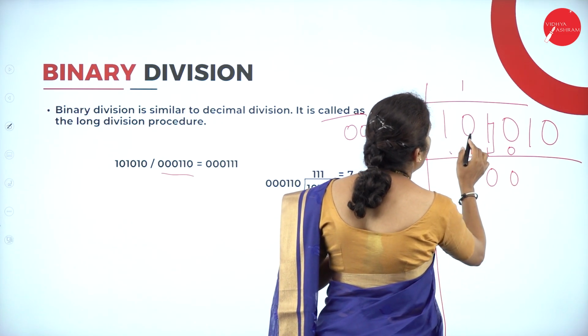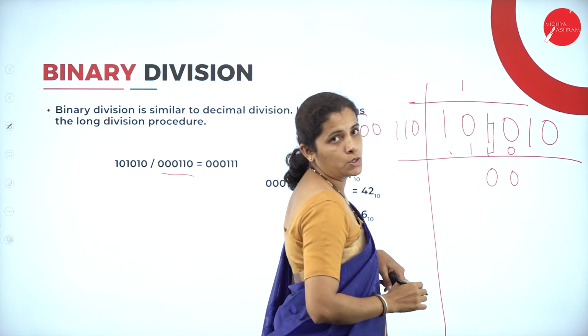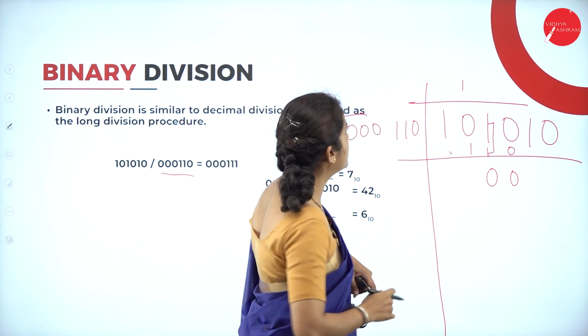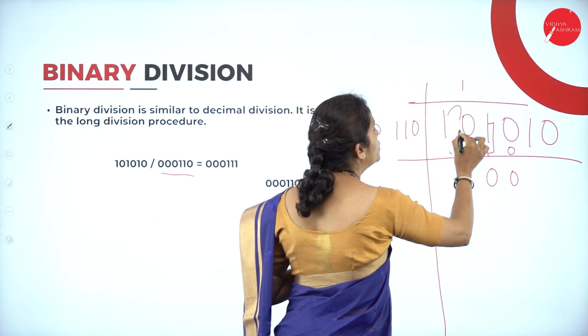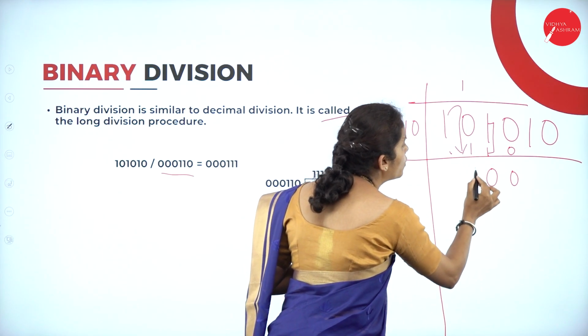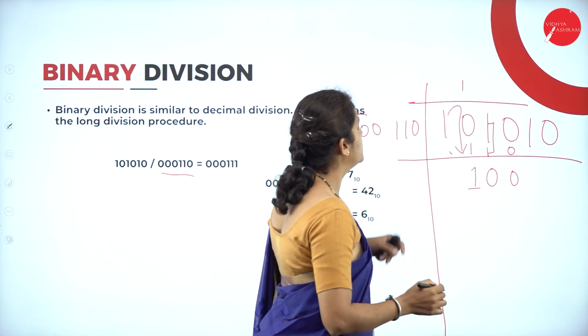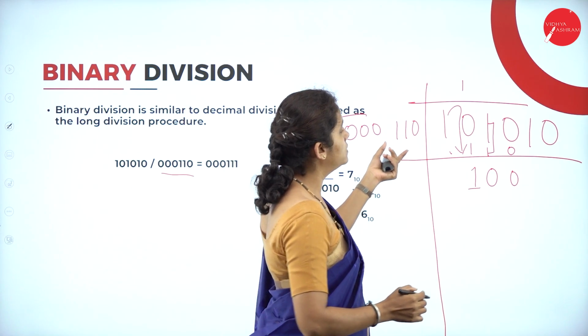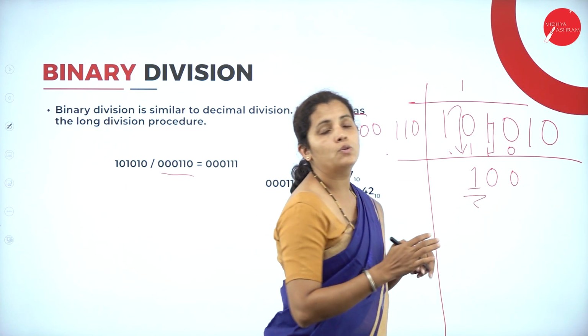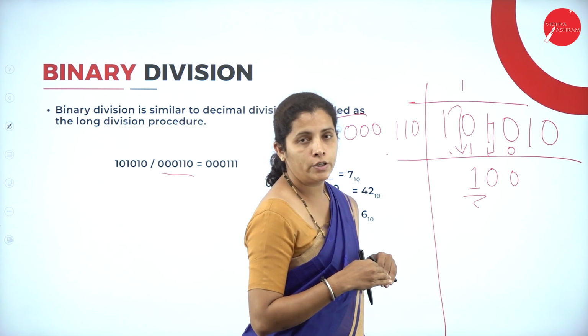Then I have 0 minus 1. Is it possible to subtract? No. So what will I do? I'm going to take one borrow. Whatever value I have is the smaller value, so I cannot continue further.